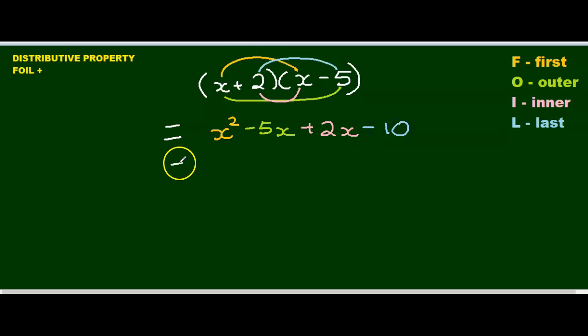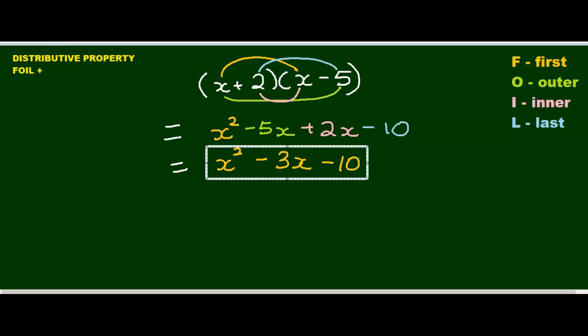And we're going to simplify. I'm going to bring down my x squared. Now we have 2x terms here, which is 2x minus 5x, which gives me -3x. And I bring down my -10. And that's how we solve this using the FOIL method.